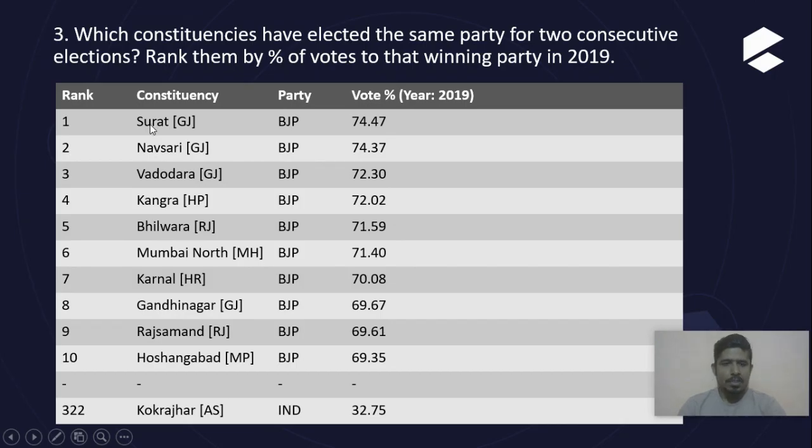Now we can see other constituencies also that elected the same party for two consecutive elections. So second place stands Navasari from Gujarat, then Vadodara constituency of Gujarat, then Kangra from Himachal Pradesh, and the rest are as shown.